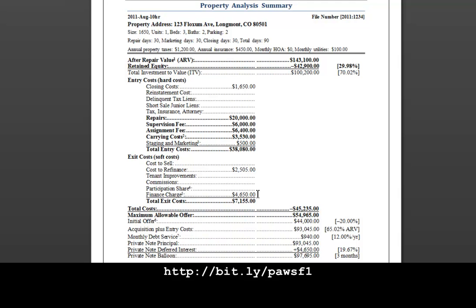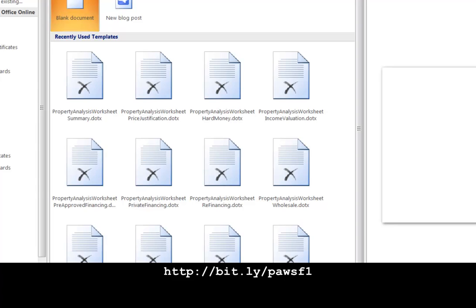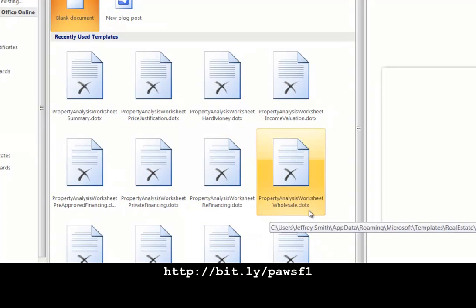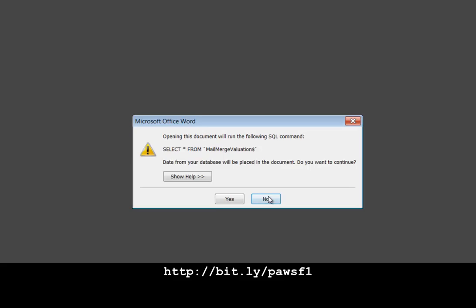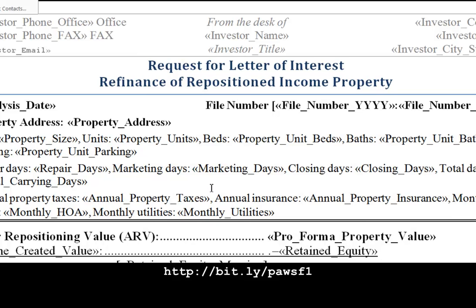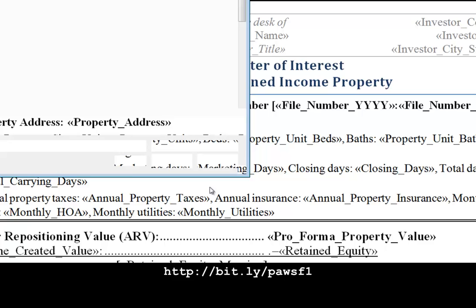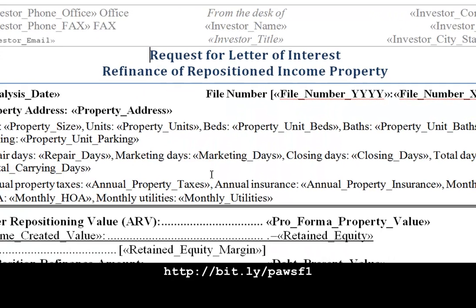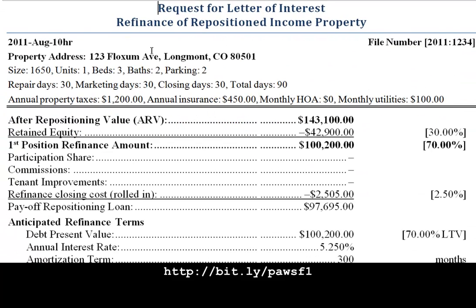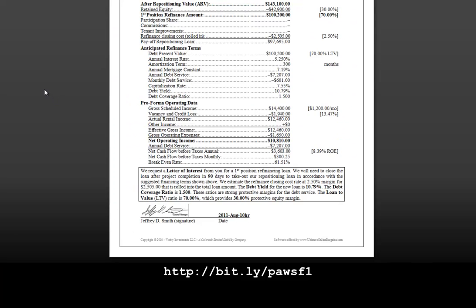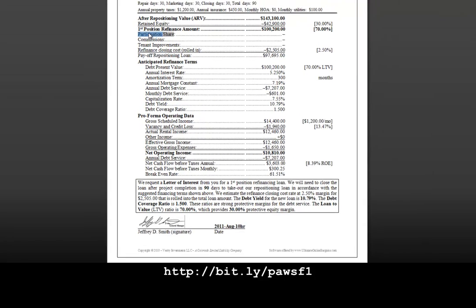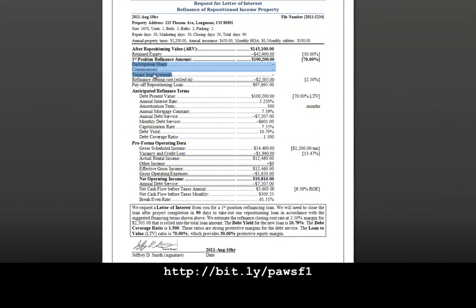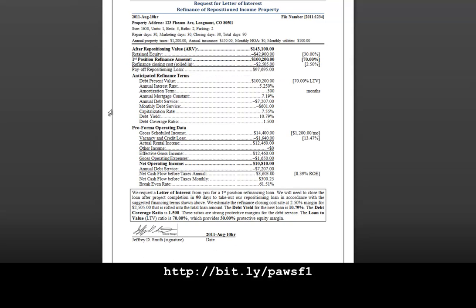Now let's go to the refinance sheet. This is what we would use to request a letter of interest to refinance the property after completion of the project. There's no participation share, no commissions, no tenant improvements. We can just delete those lines.